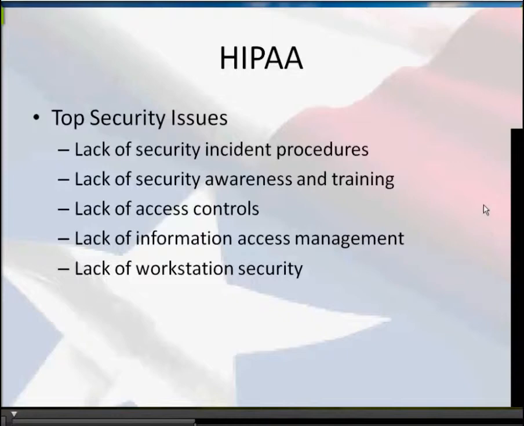Some top security issues that have been highlighted are a lack of security incident procedures, lack of security awareness and training, lack of access controls, lack of information access management, and lack of workstation security.